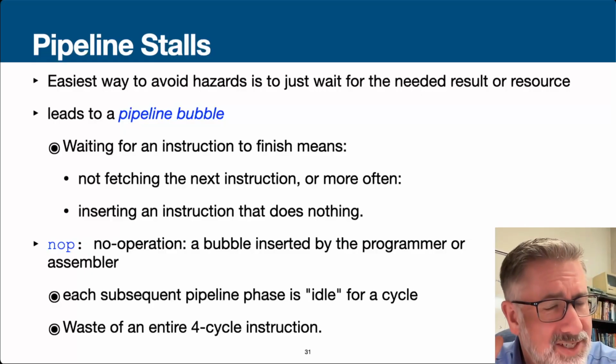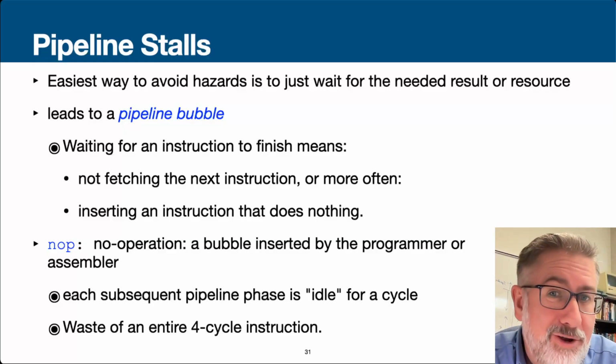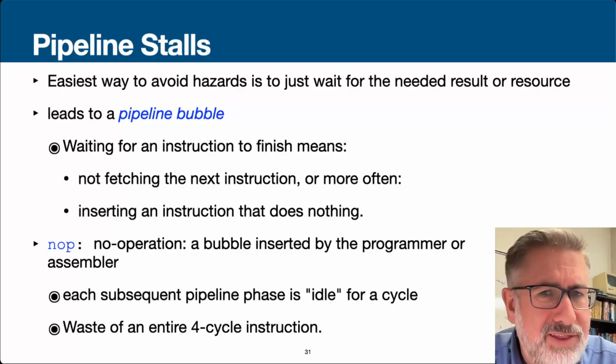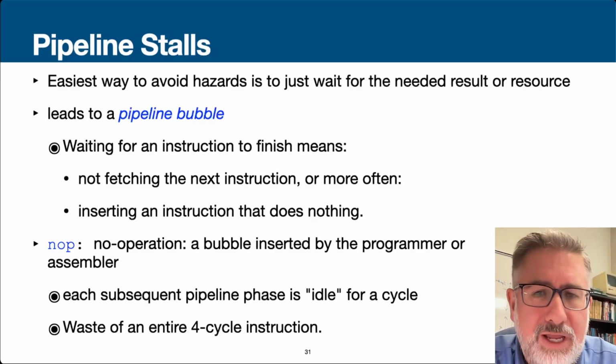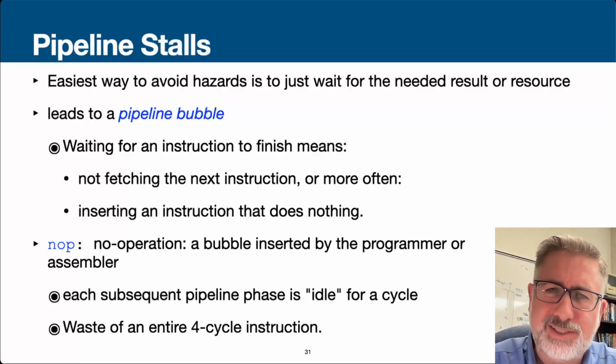This is a bit of a waste, though, because those parts of the pipeline that are not functioning could have been used for useful work. And so we want to avoid that if we can, but we know this is going to work. And so the way we do this is called a pipeline bubble. Pipeline stall, pipeline bubble, more or less the same thing.